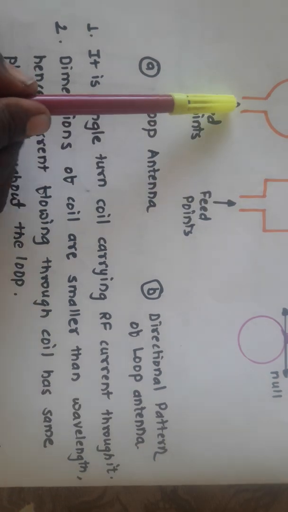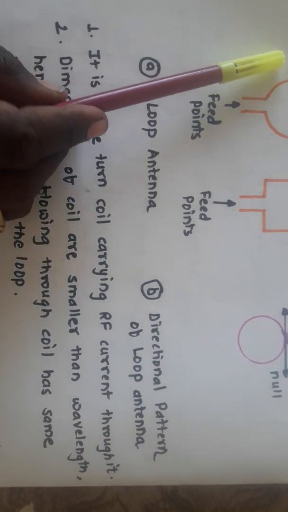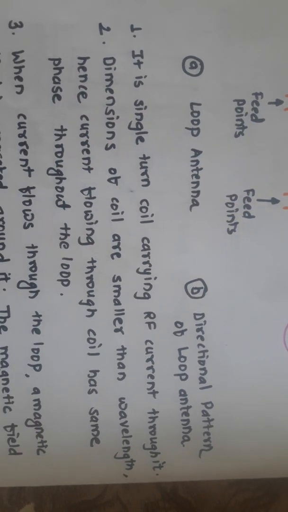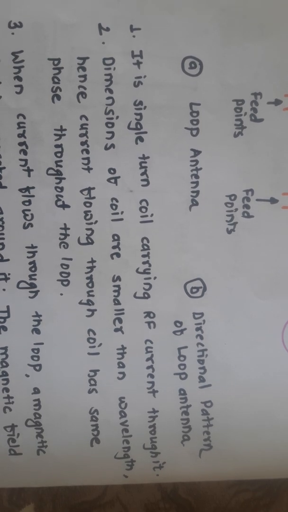The current which is required for the generation of the electromagnetic field is applied to the feed points of this loop antenna. Now, while talking about the dimensions of the antenna, the dimensions of this single turn coil are very much smaller than the wavelength. If we know the wavelength, then according to that wavelength we must design this antenna with a length very small compared to the wavelength. Whatever current flows through this coil has the same phase throughout the loop because of this structure.